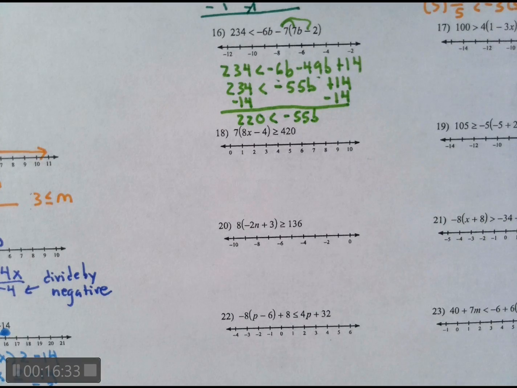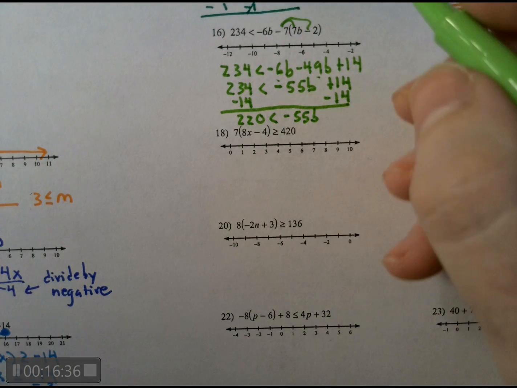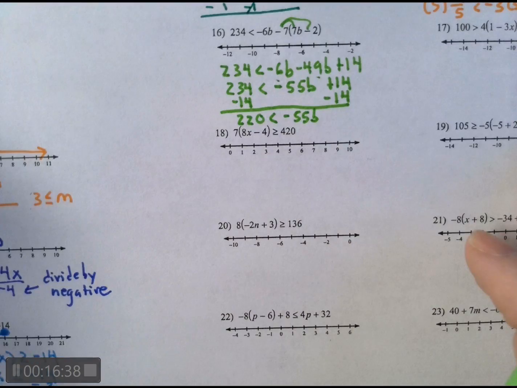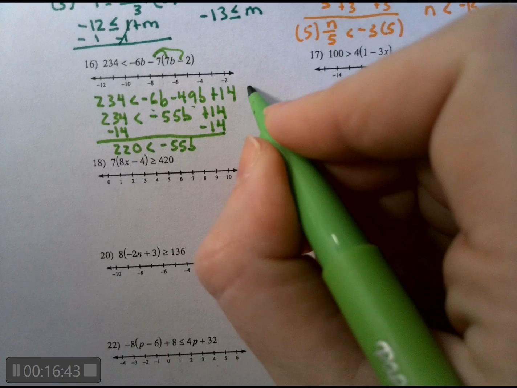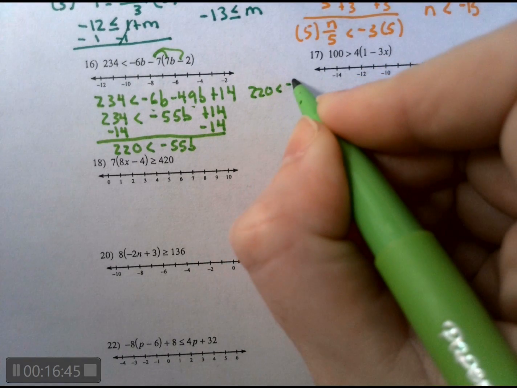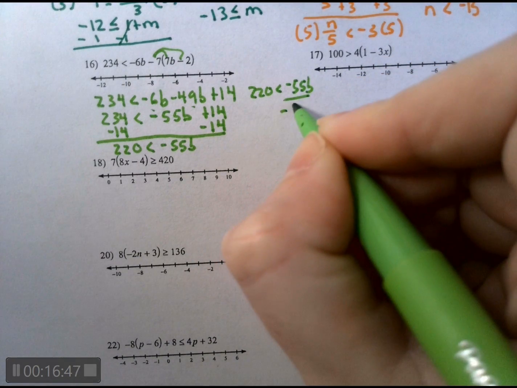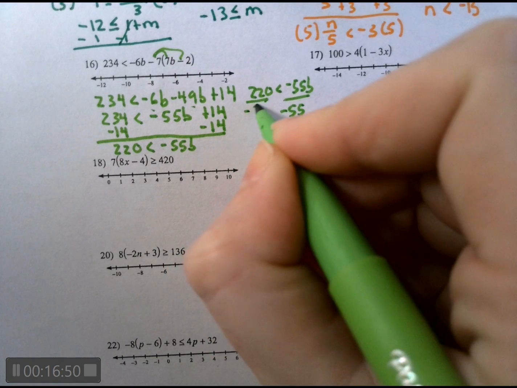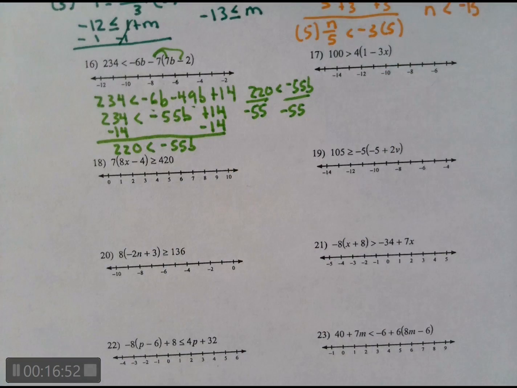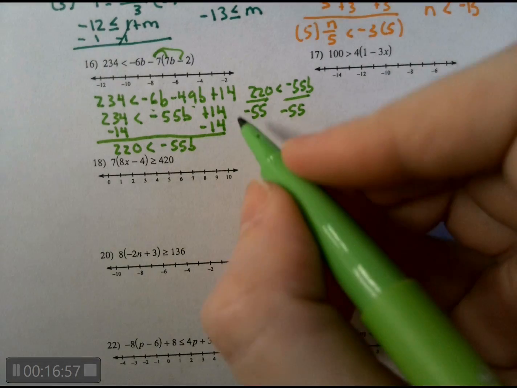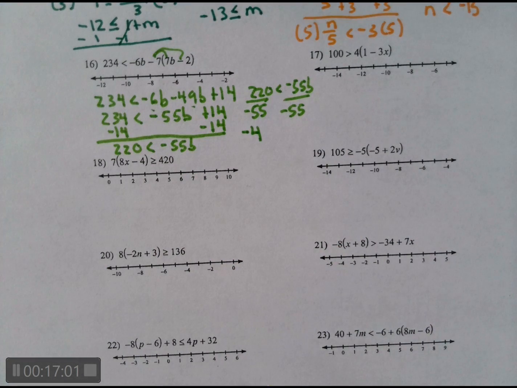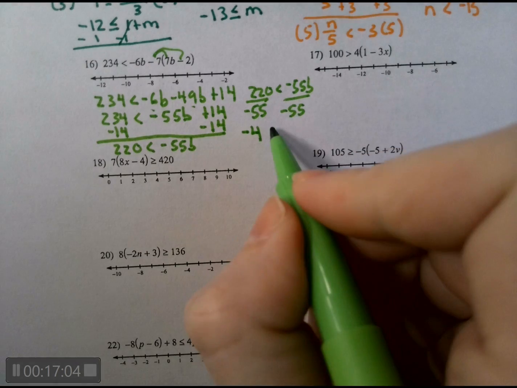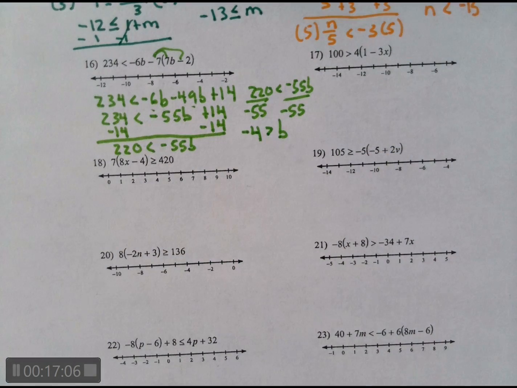So now we're going to divide. Let's see, I'm going to finish it right over here. So 220, negative 55b, we're going to divide by negative 55. So 220 divided by negative 55 is going to give me negative 4. What happens to my sign? I divided by a negative, so my sign is going to flip, and we're going to get b. Okay?